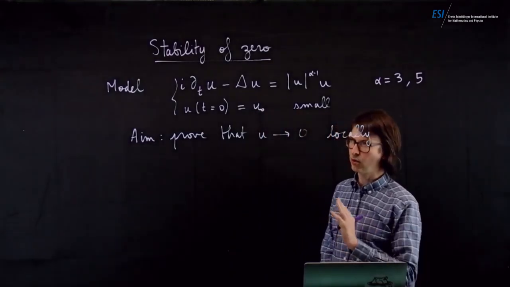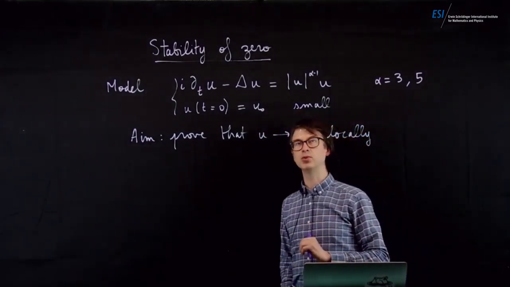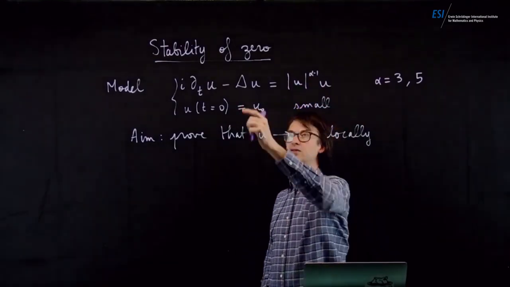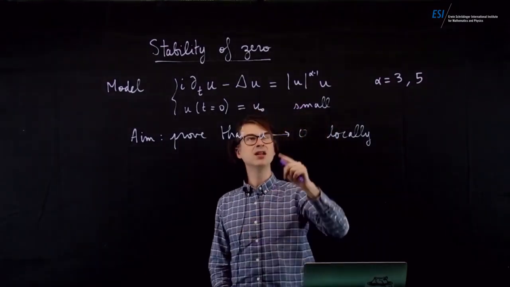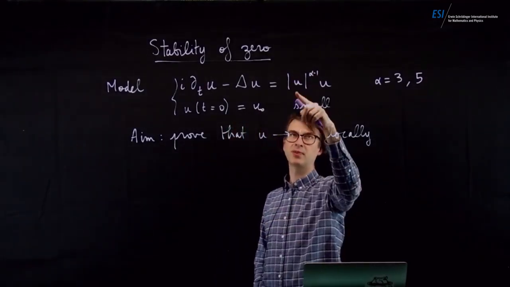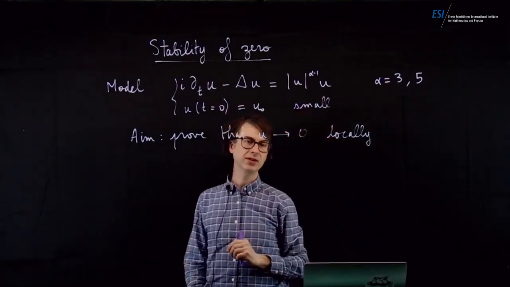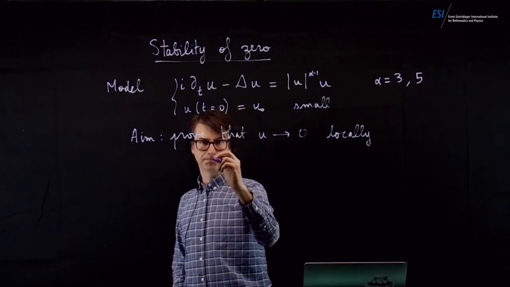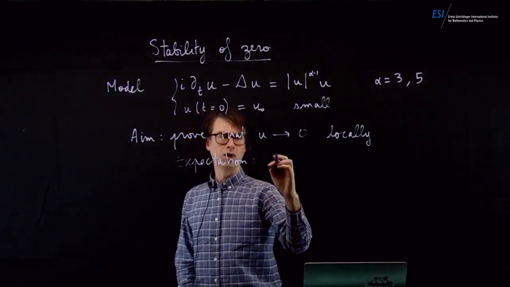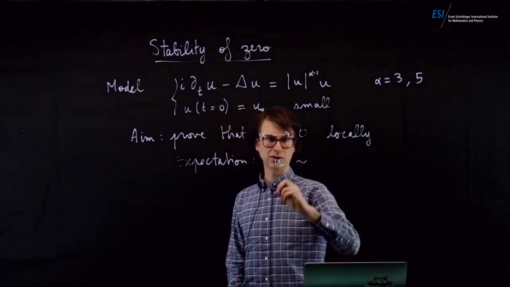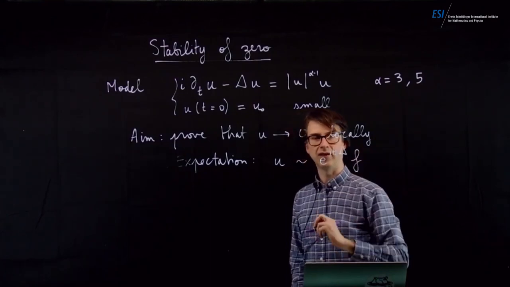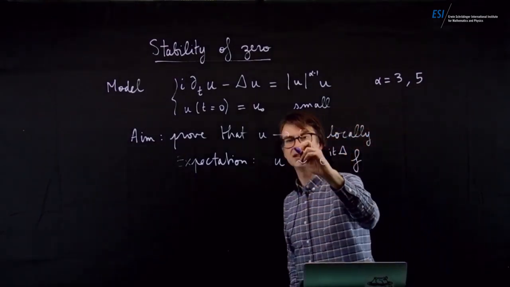So basically the idea for all such problems is that the nonlinearity is of higher order than the linear part of the equation. For instance, let's say it's cubic. It means that if u becomes small, the cubic part is going to be much smaller than the linear part of the equation. And so the expectation is that u looks like a linear solution, which we will denote e^{itΔ}f, as t goes to infinity.